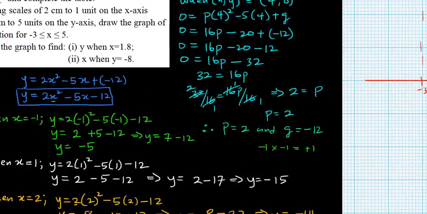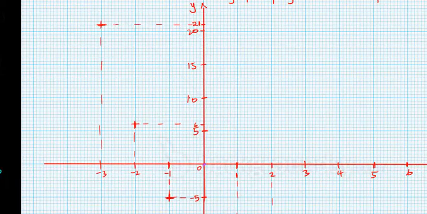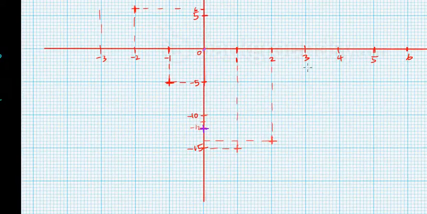Okay, let's go to the next. When x is 3, y is minus 9. This is x as 3, traces down to minus 9. Now if this is minus 10, we have to go two boxes upward to get to minus 9. This is minus 9 here.